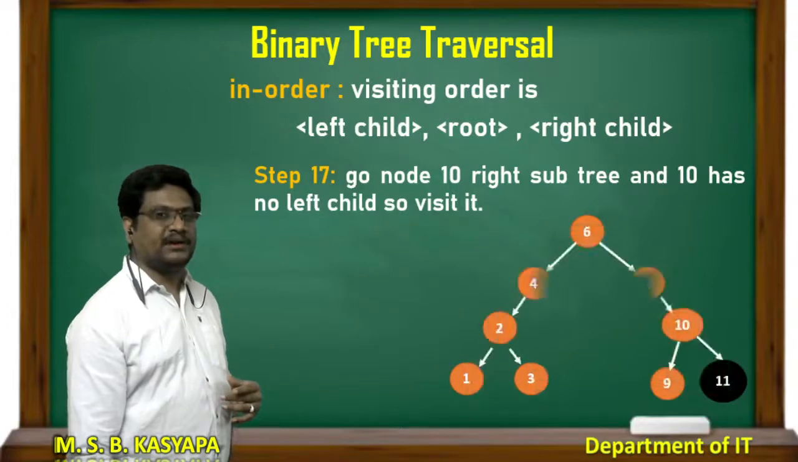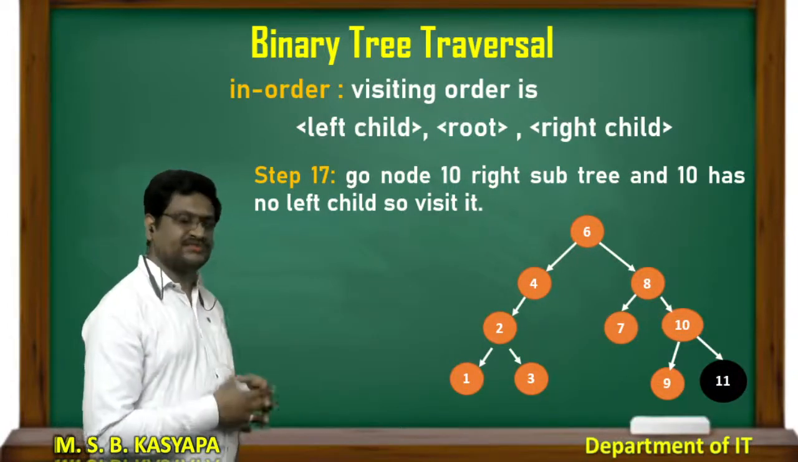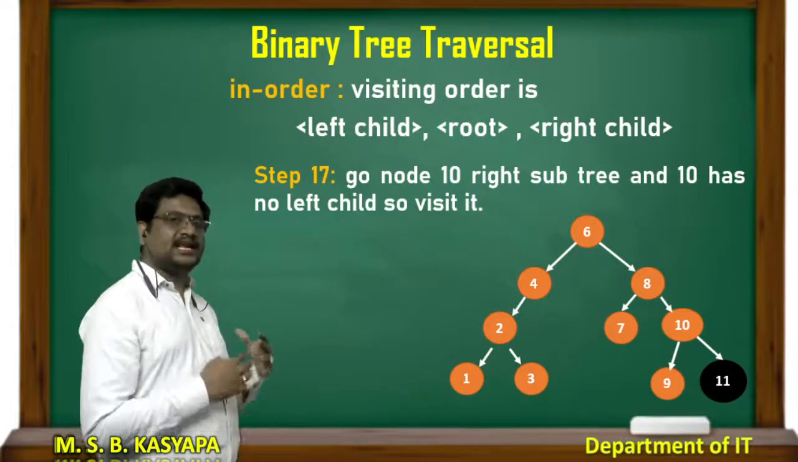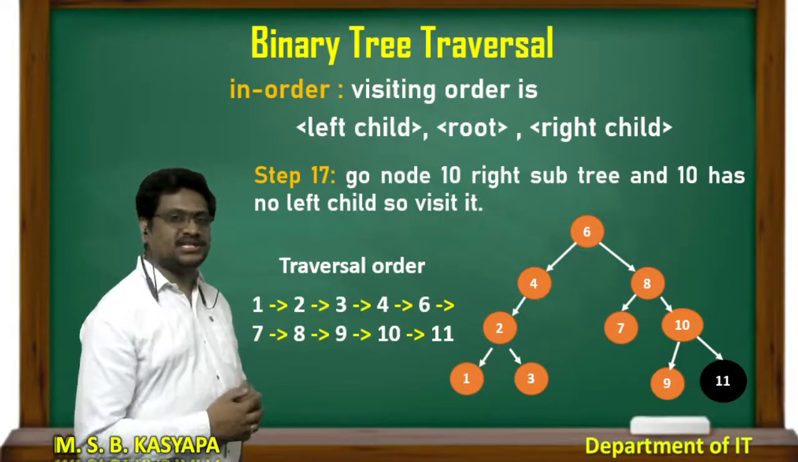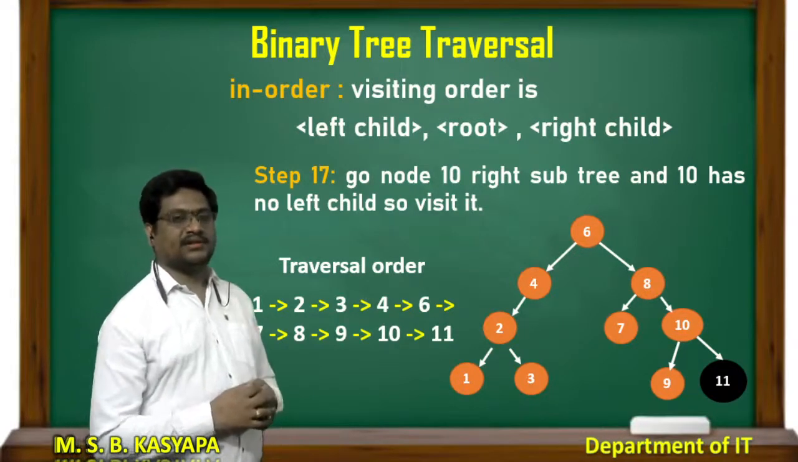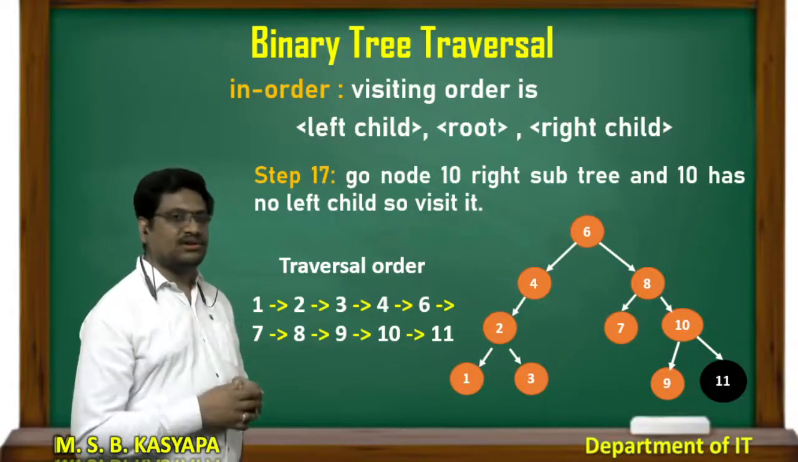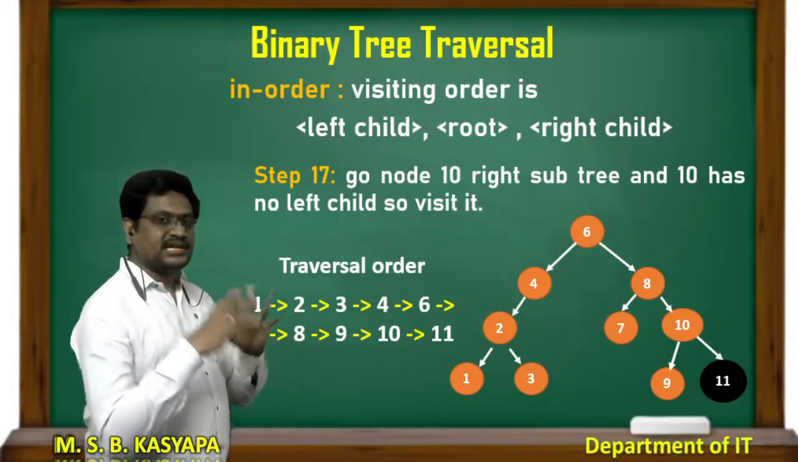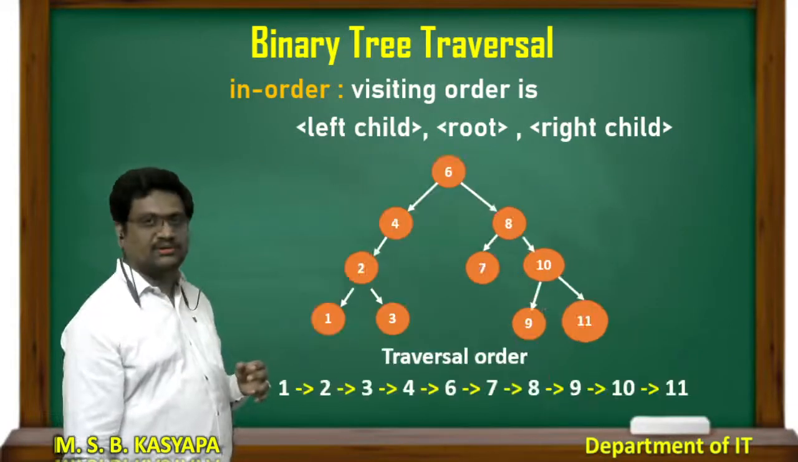After visiting the parent node, it moves to the right child, and the right child doesn't have any left children, so I automatically visit that right child. So I'm visiting this one. 1, 2, 3, 4, 6, 7, 8, 9, 10, 11, and I'm checking whether 11 has any right trees or not. No, it doesn't have any right trees. And checking whether all the nodes are visited or not. Yes, all the nodes are visited.